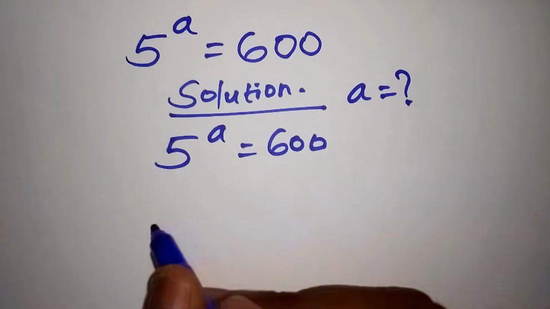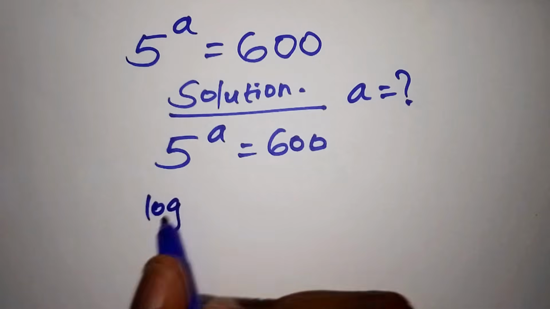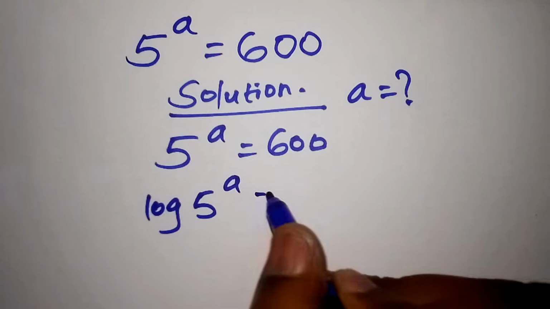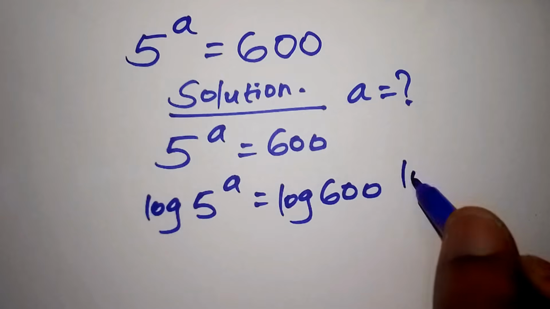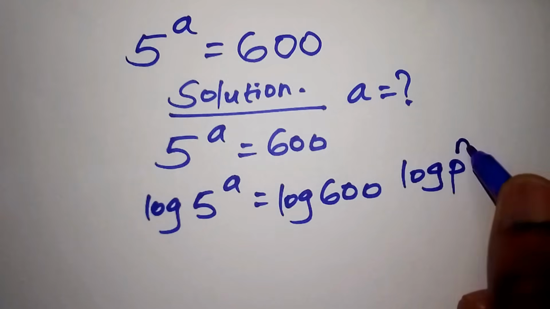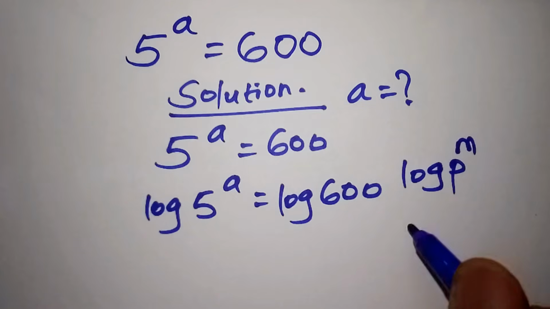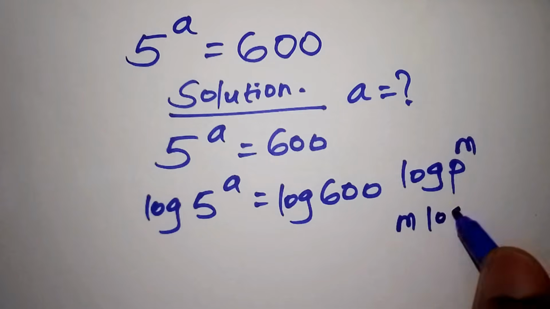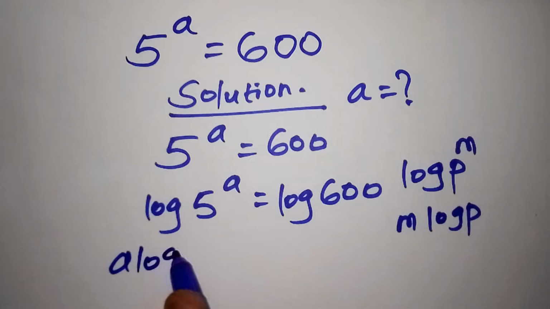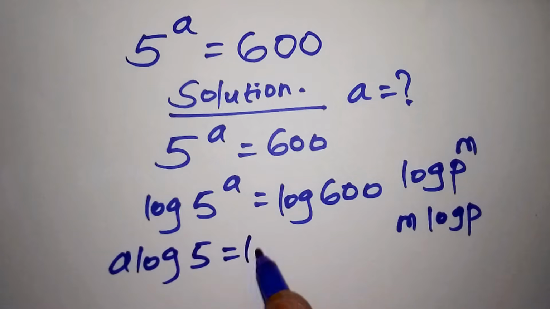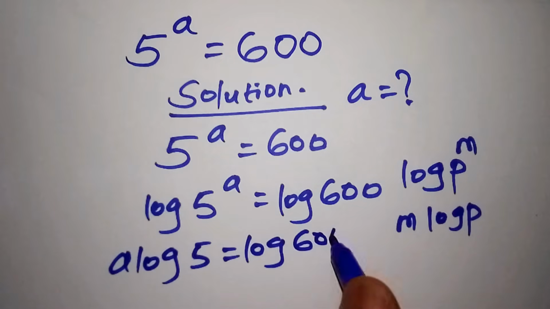So the first thing, let's now introduce the log. So now we shall have the log of 5 to the power of a is equals to the log of 600. So assuming that we have the log of p to the power of m, according to the law of logarithm, we can write it as m, the log of p. So in this case now we shall have a, the log of 5 is equals to the log of 600.